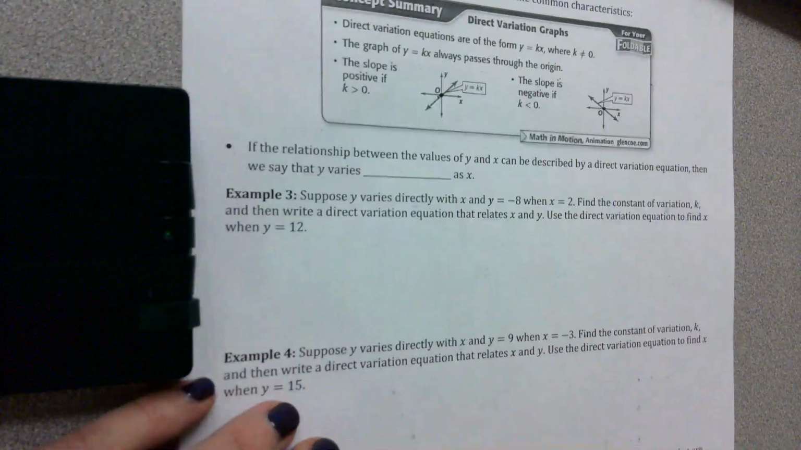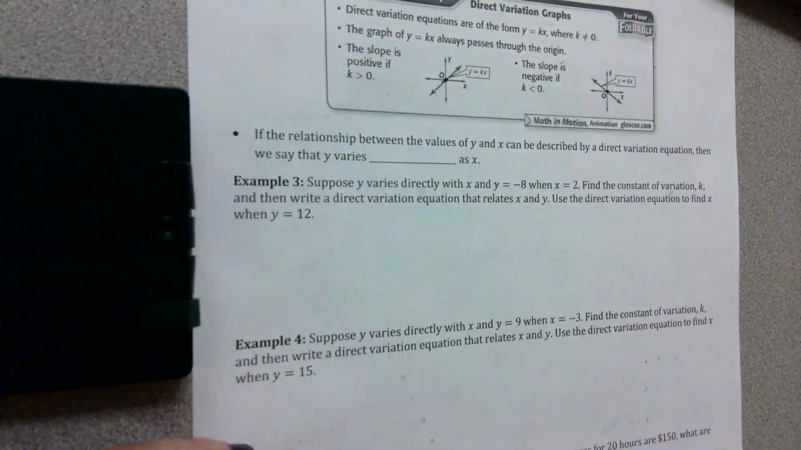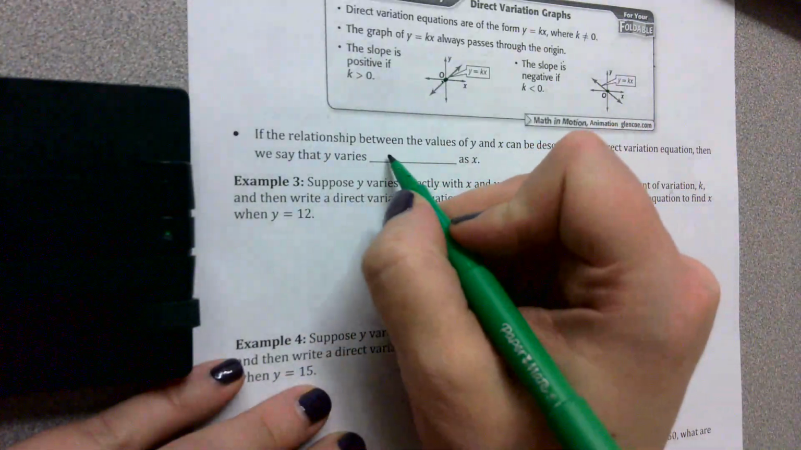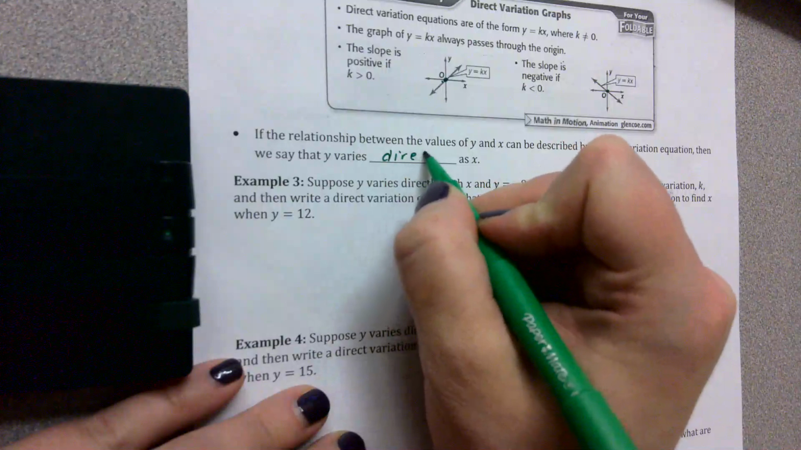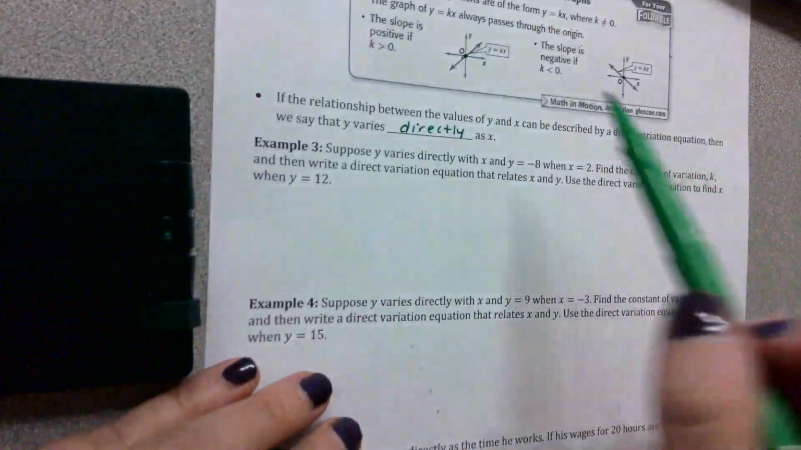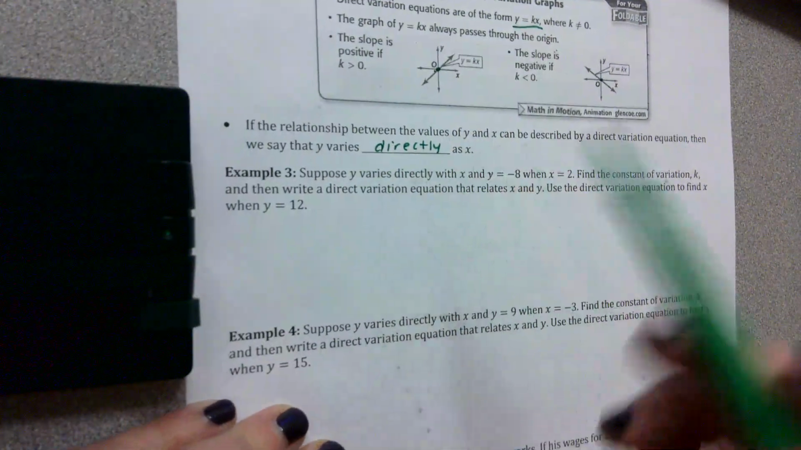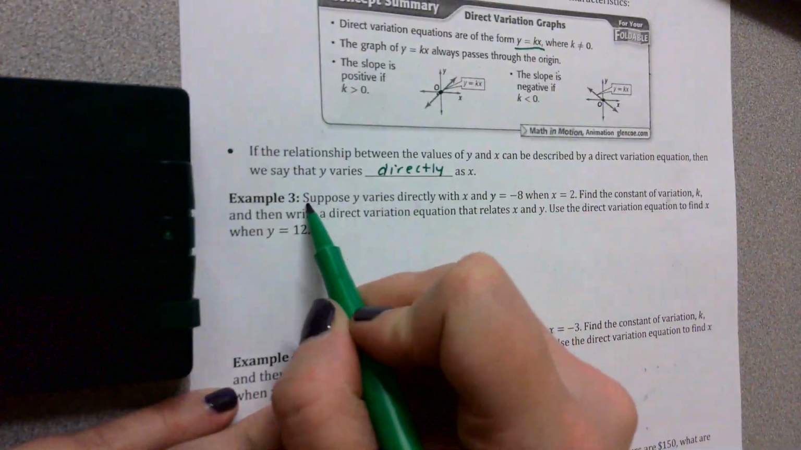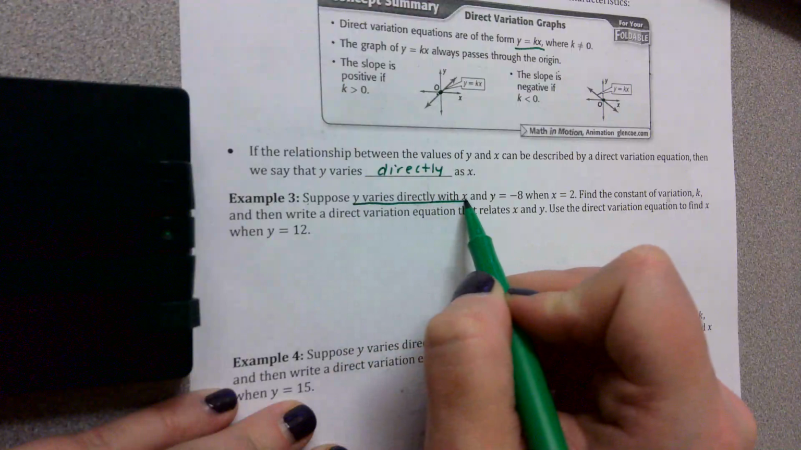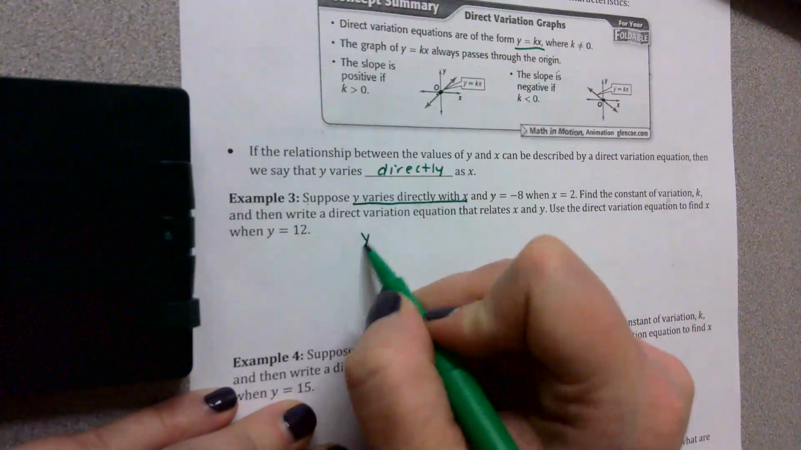Okay? So if a relationship between the values of y and x can be described by a direct variation equation, then we say that y varies directly as x. So if we can write this equation, we say y varies directly as x. Suppose in example 3, y varies directly with x. That means that we're allowed to write this.